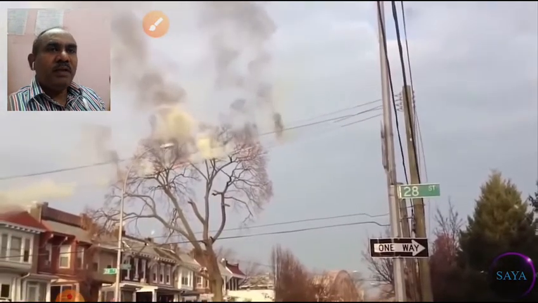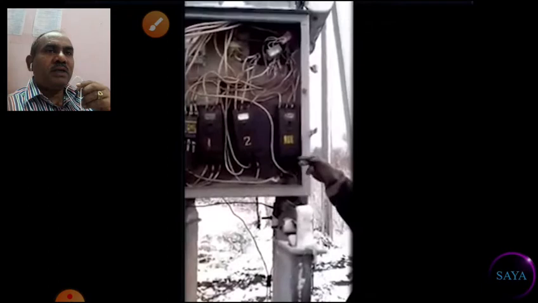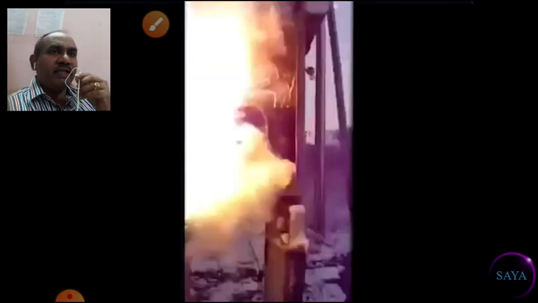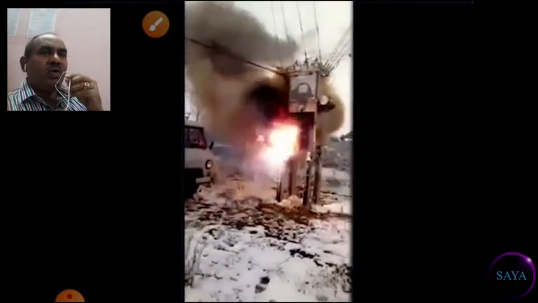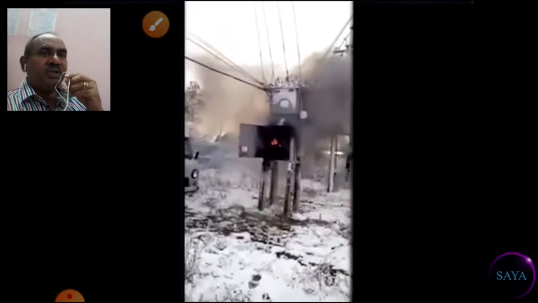The fault should be stopped immediately, otherwise problem. You can see the operator is intensely closing the switch. Then what will happen? You can see it, just like a bomb, total collapse. Simple mal-operation.